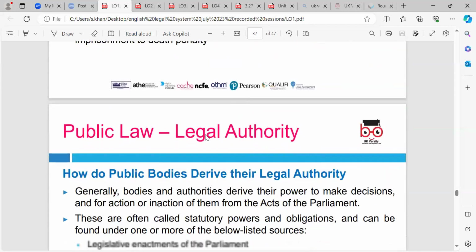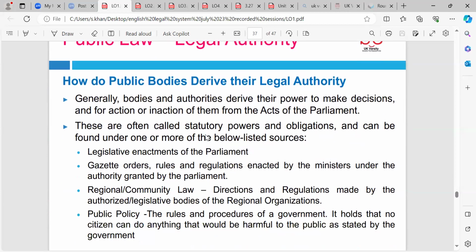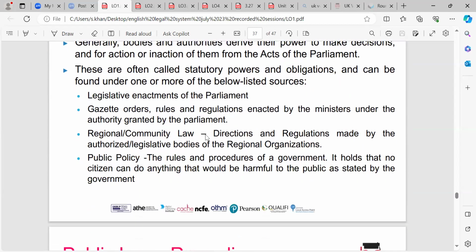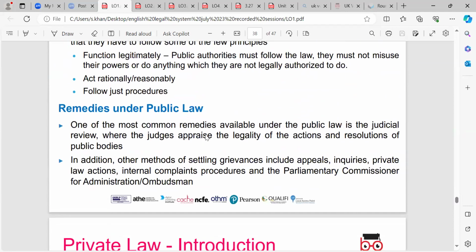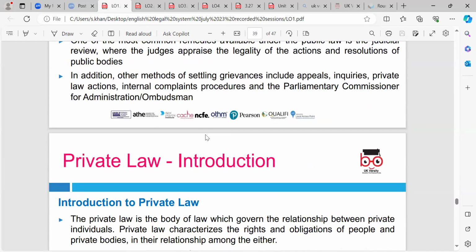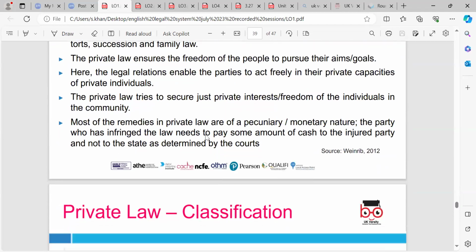And we also looked at how public bodies derive their legal authority. We looked at what public wrongs are, and the remedies available under public law. We then went on to private law, and this is the body of law which governs the relationship between private individuals and their rights and obligations. Things like contract law, property, equity and trust, tort, family law, so we looked at that.